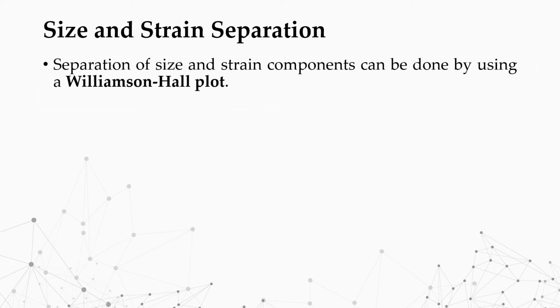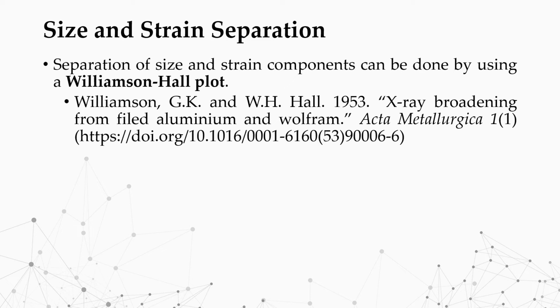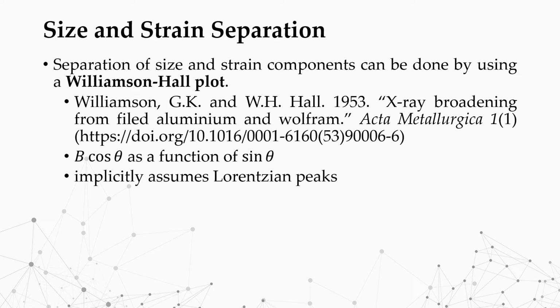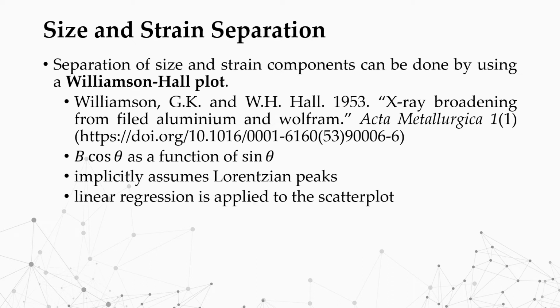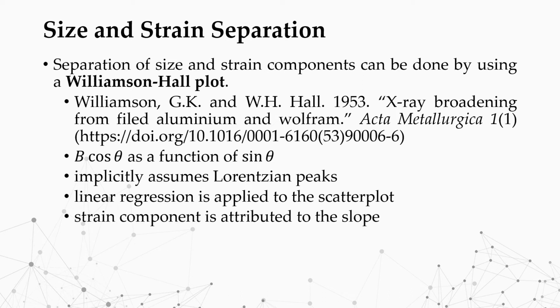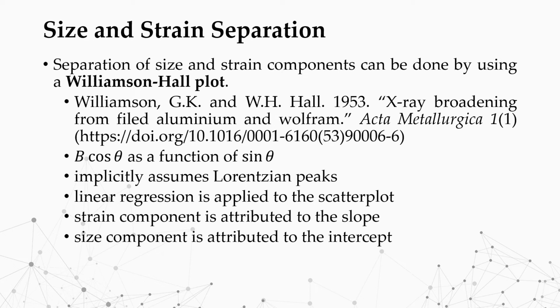Separation of size and strain components can be done by using a Williamson-Hall plot, the details of which can be found in this paper. It utilizes B cosine theta as a function of sine theta. It implicitly assumes Lorentzian peaks. Linear regression is applied to the scatter plot, and the strain component is attributed to the slope, while the size component is attributed to the intercept.